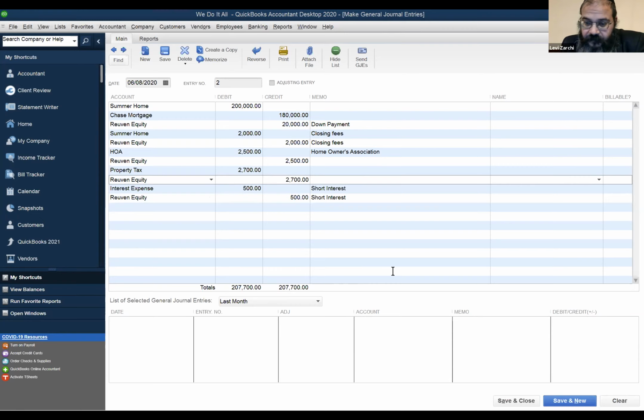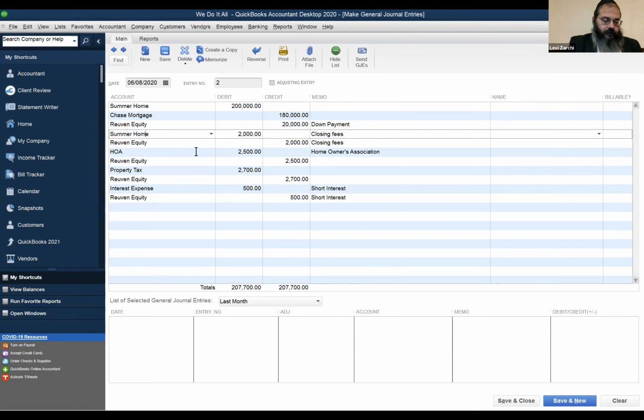Again, if anyone had trouble, there's a clear button on the bottom right corner. You could clear out and you could start again, or you could just overwrite some of the words that you put in before.